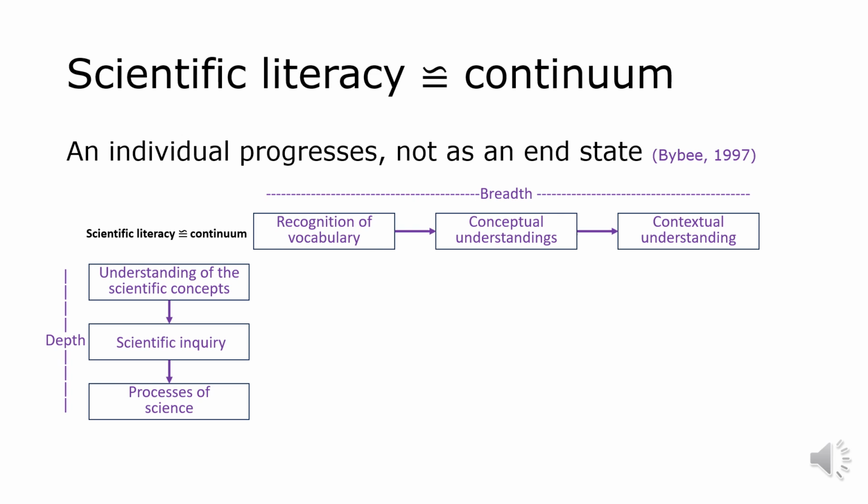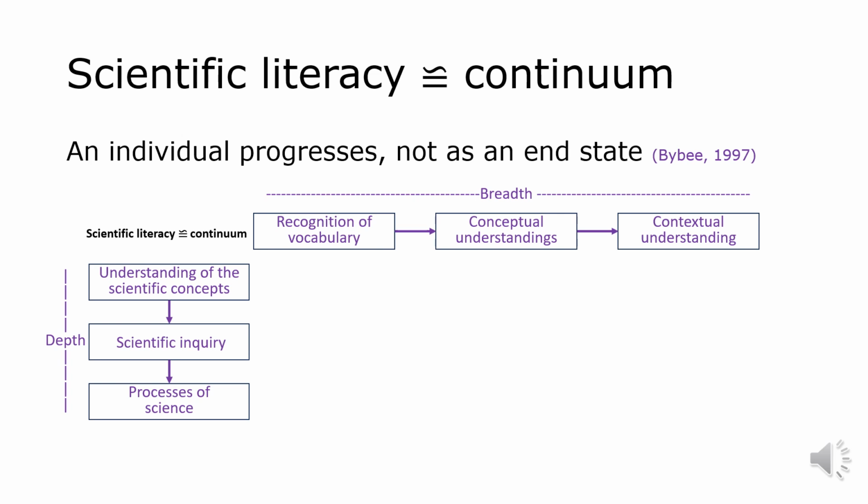Next we will talk about scientific literacy as explained by Bybee. So Bybee in 1997 explained something really important. He said scientific literacy needs to be seen as a continuum. The meaning of continuum here is kind of different from the previous one. Here, continuum is an individual process, not an end step.